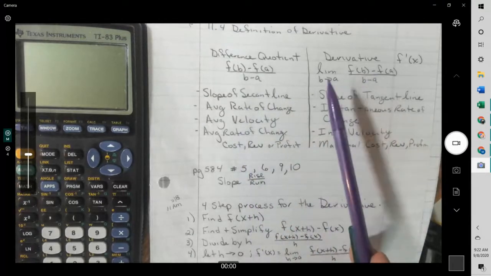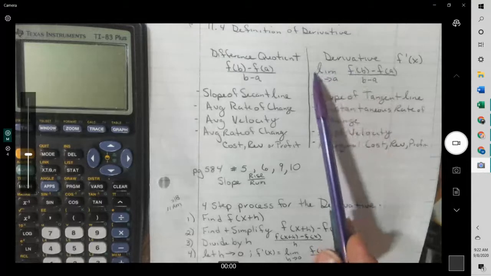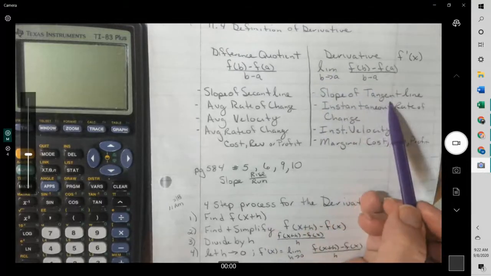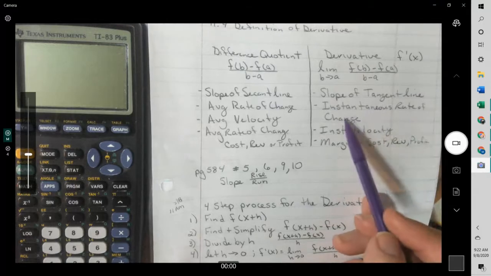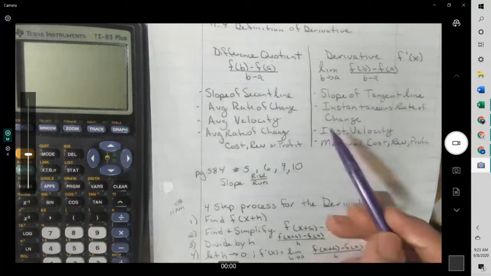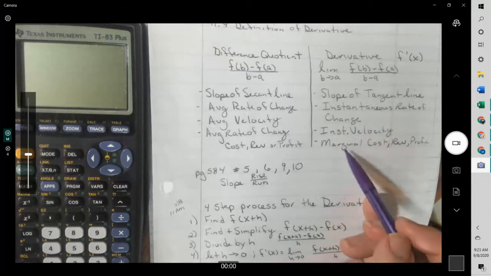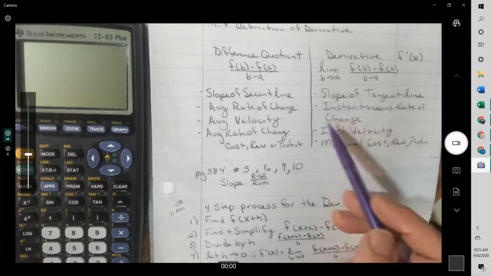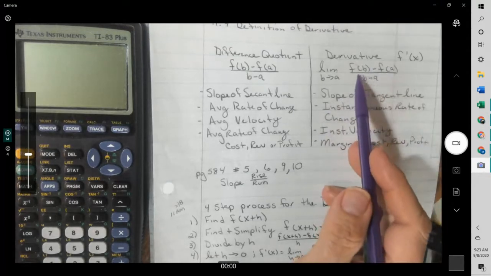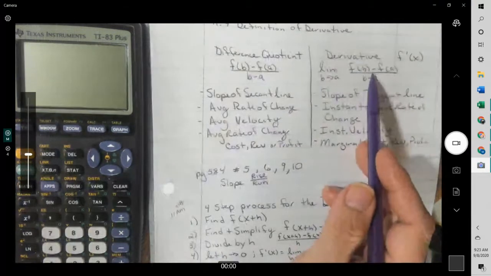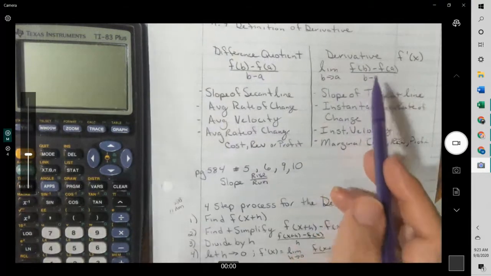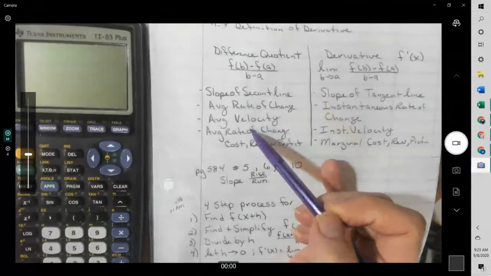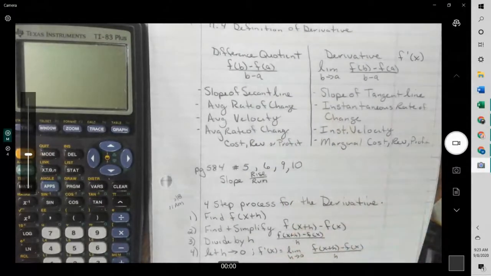The derivative, which is what we were doing also, the limit part, so it's at 1 point, that's the slope of the tangent line, instantaneous rate of change, instantaneous velocity, marginal cost, revenue, and profit. When you see these words, then you want to use this one. Another thing you know is that you're only given one value here, A. Here you're given A and B, so that also helps you remember. Okay, let's look at a couple graphs.